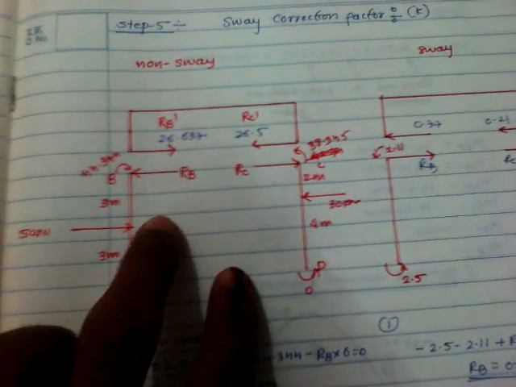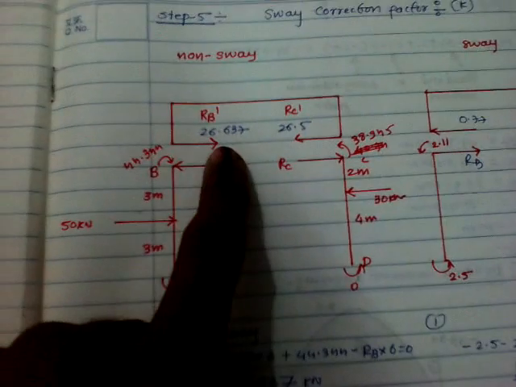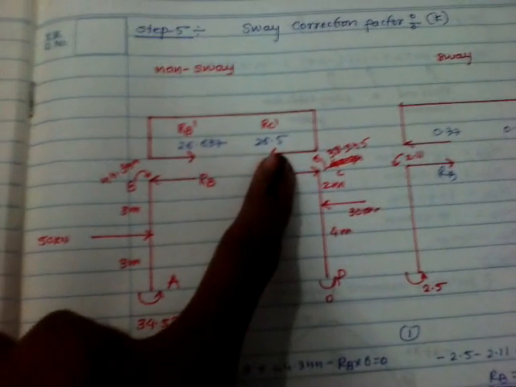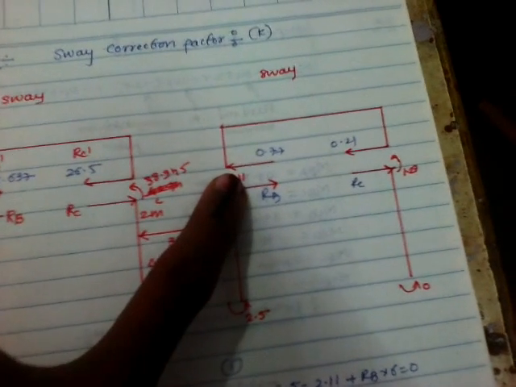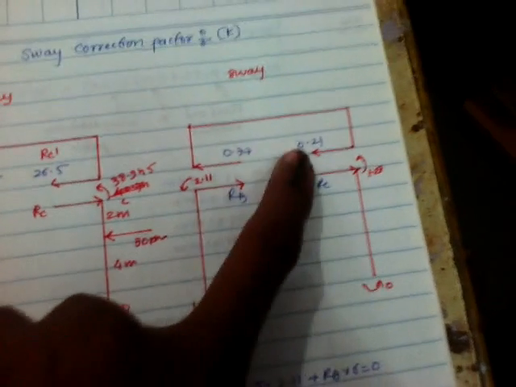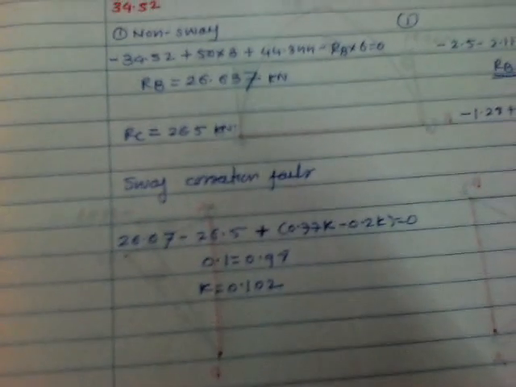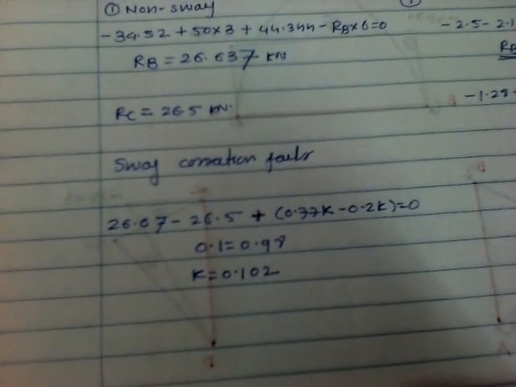Then what is the next value? How to determine K? K is determined by 26.375 minus 26.5 plus minus 0.77 minus 0.21. We multiply back these with K. Okay, multiply back, this is all working. Here is the calculation. Okay, so calculate in the calculator. So K equals 0.102.